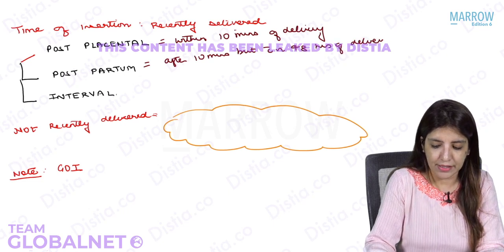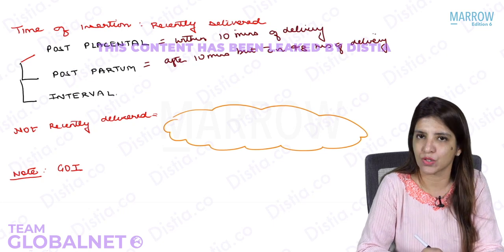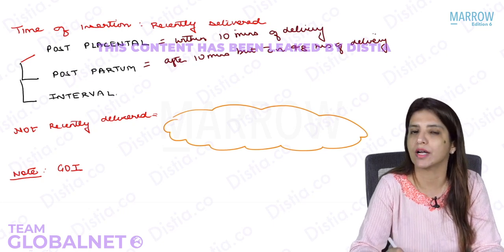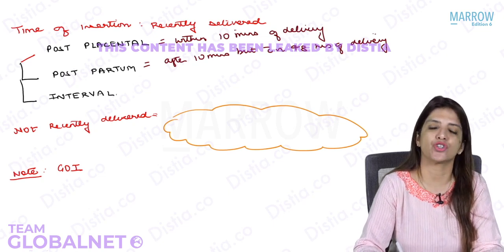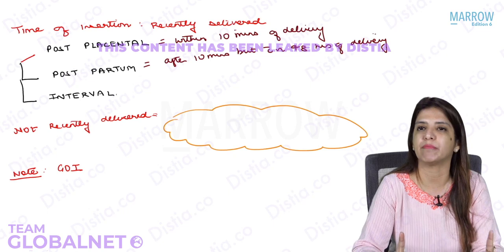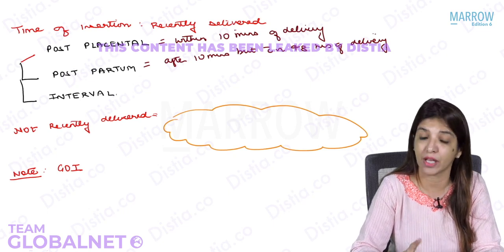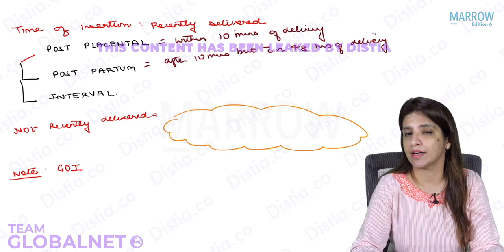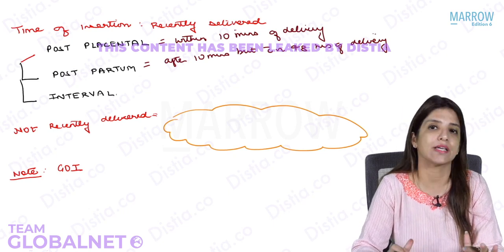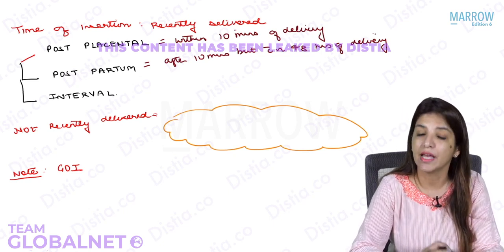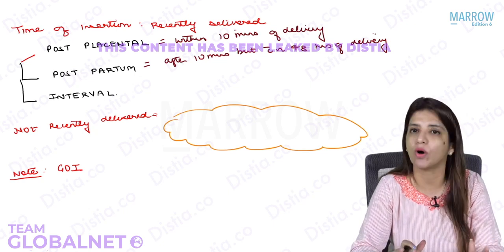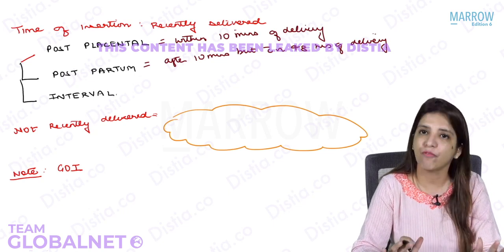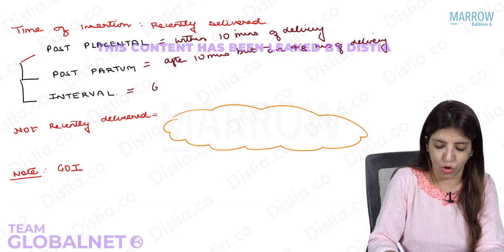If you are inserting an IUCD within 48 hours of delivery, that is a postpartum IUCD insertion. So if someone asks you, postpartum IUCD insertion can be done maximum up till what time? It can be done up till 48 hours after delivery. Now suppose up till 48 hours after delivery, a female did not get an IUCD inserted. In that case, you are going to wait now. After 48 hours, you cannot insert an IUCD. After 48 hours, you have to wait for 6 weeks after delivery.